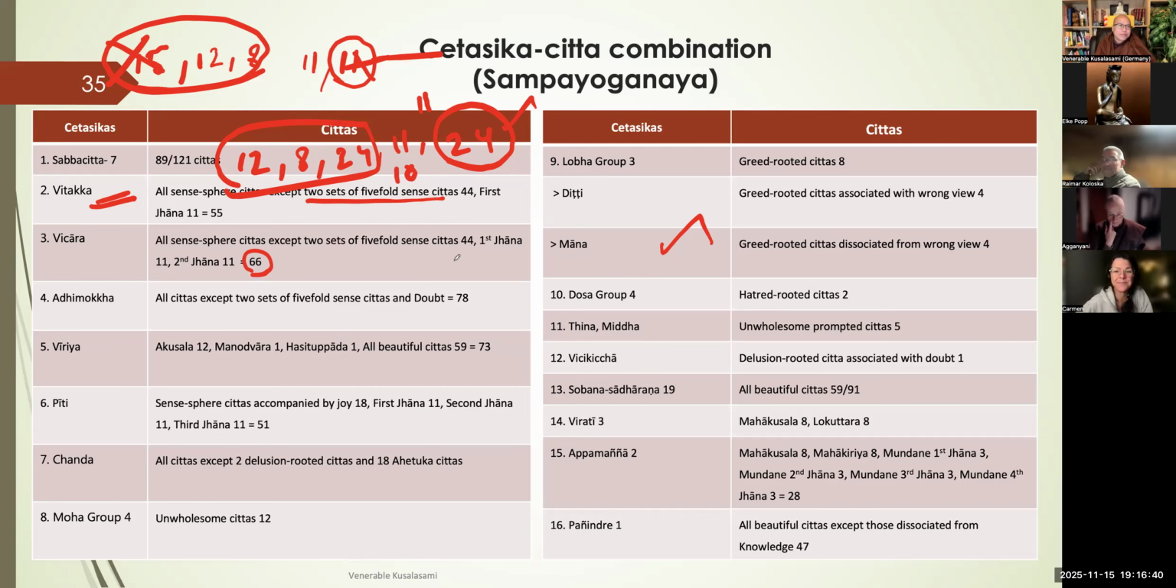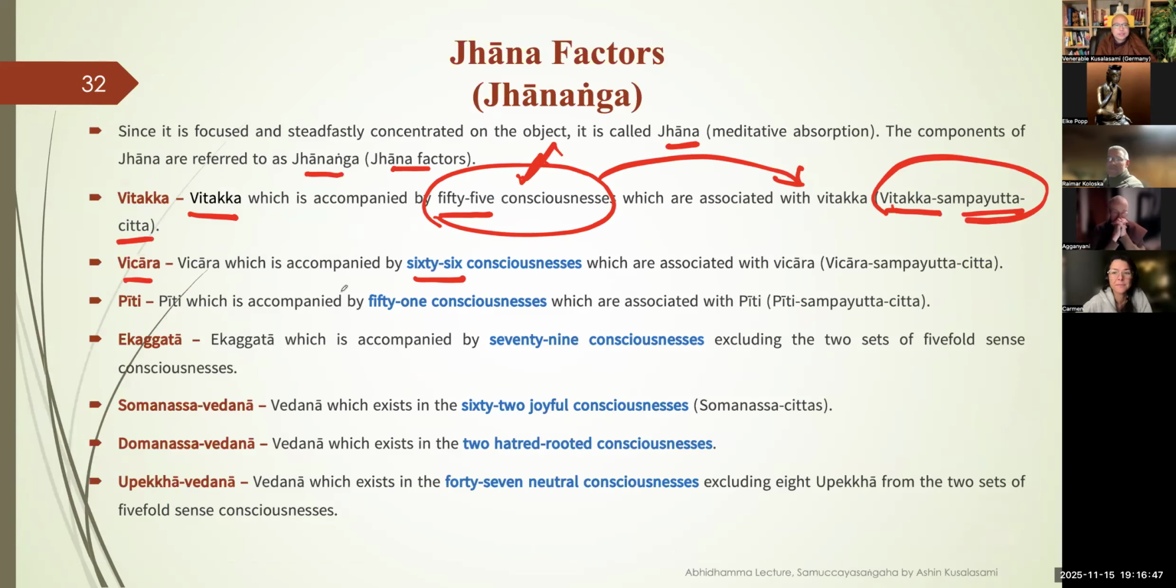Okay, this is very important to remember in the previous knowledge, so I will not repeat it. Vichara is found in the 66 consciousness, and here too vichara sampayutta citta, and piti is found in the 51 consciousness. There is something that is not the same in the Chittasika chapter, and I will point that out too. Until now, it is the same. So what are the 51 consciousness?